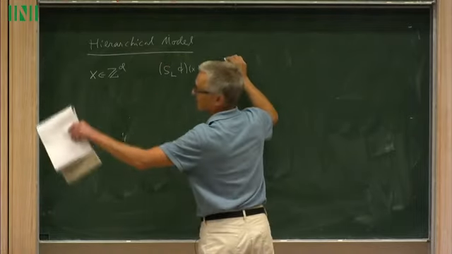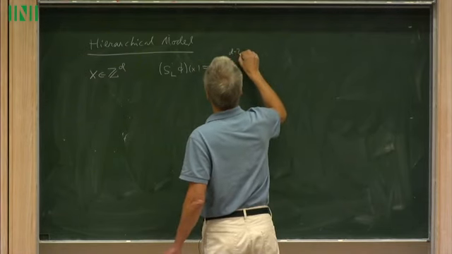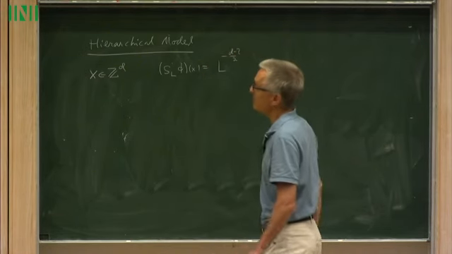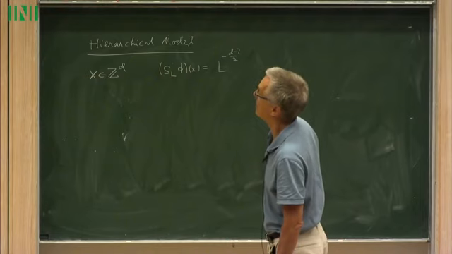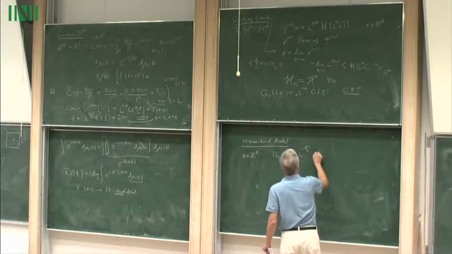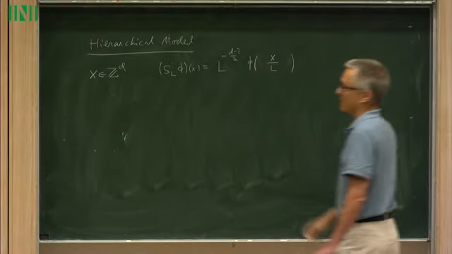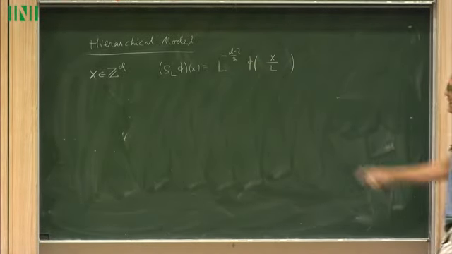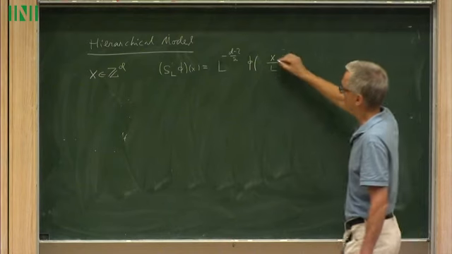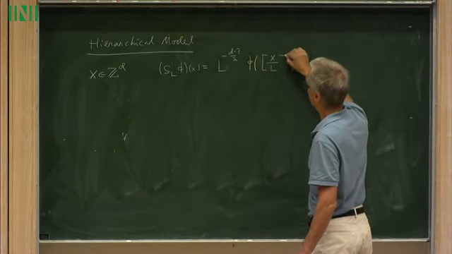What was it there? L^{2-d-2 over 2}... of phi at x over L. That's what we had. Well, if x is on the unit lattice, then x over L is not. So let's take an integer part.